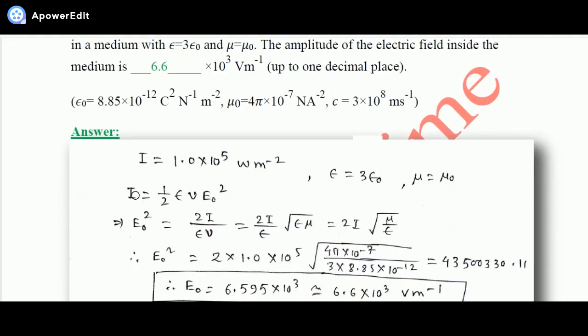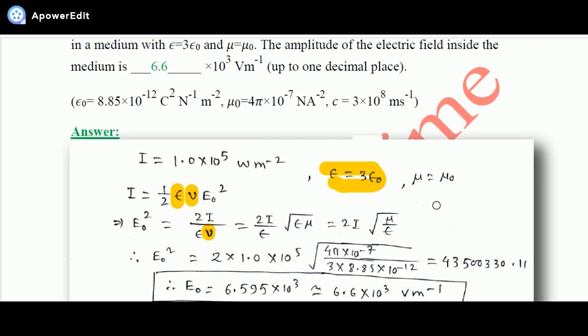As you know, intensity I is given by half epsilon v E naught square, where v is the velocity of the wave, and epsilon is the permittivity of the space where the wave is propagating. The value of epsilon is given to be 3 times the permittivity of free space, and mu equals mu naught. So from here we can find the expression for E naught square, and here we put the value of v to be 1 by root over epsilon mu.